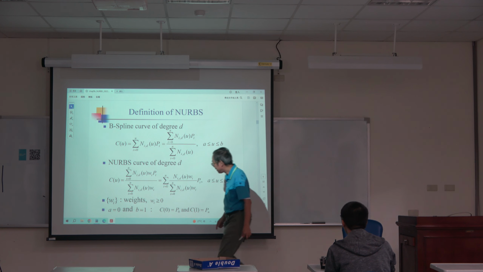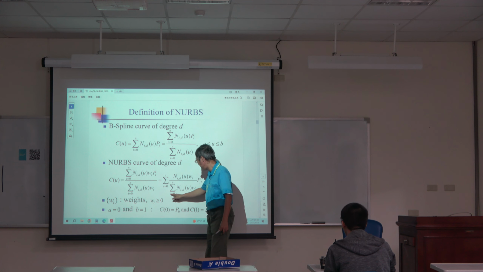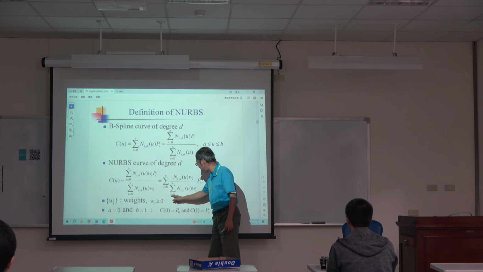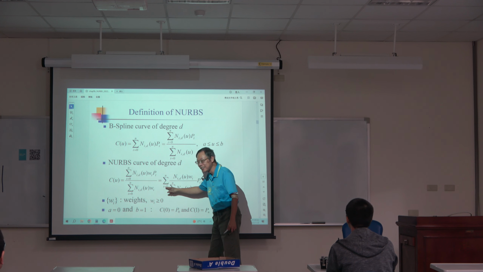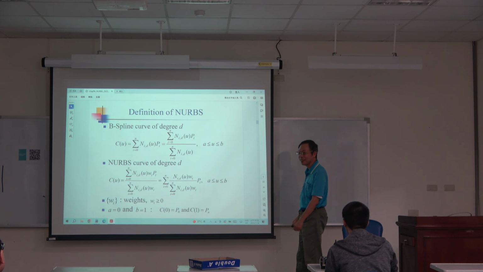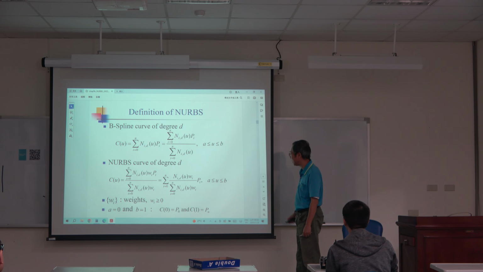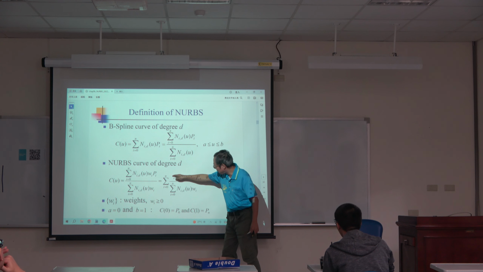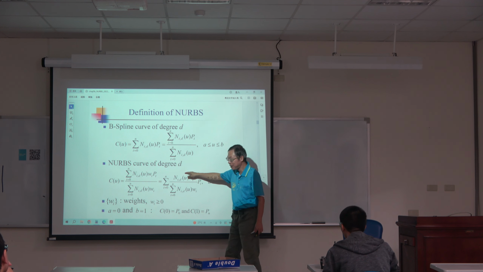It's better to change the index here, by saying this i is different from this i. So once you have a weighting, you have to divide it by the summation of the coefficients here. So the overall coefficient of each control point will become this. Okay? And so this will be called the NURBS basis function.